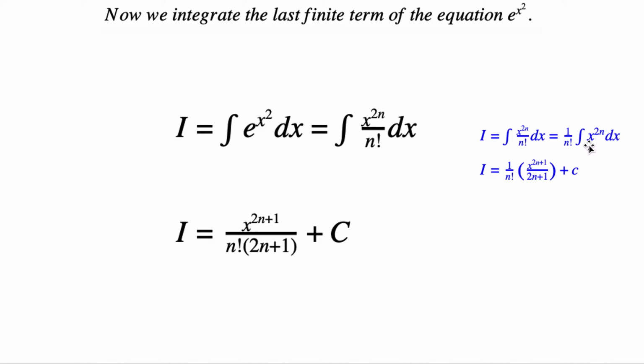Now the factor 1 over n factorial is right here. And if we integrate x to the power 2n dx, this is now an elementary integral, and we get x^(2n+1) over 2n plus 1 plus the constant c. When we multiply everything, these are two fractions. So in the end, the result for the general term is going to be x^(2n+1) over n factorial times (2n plus 1) plus c.